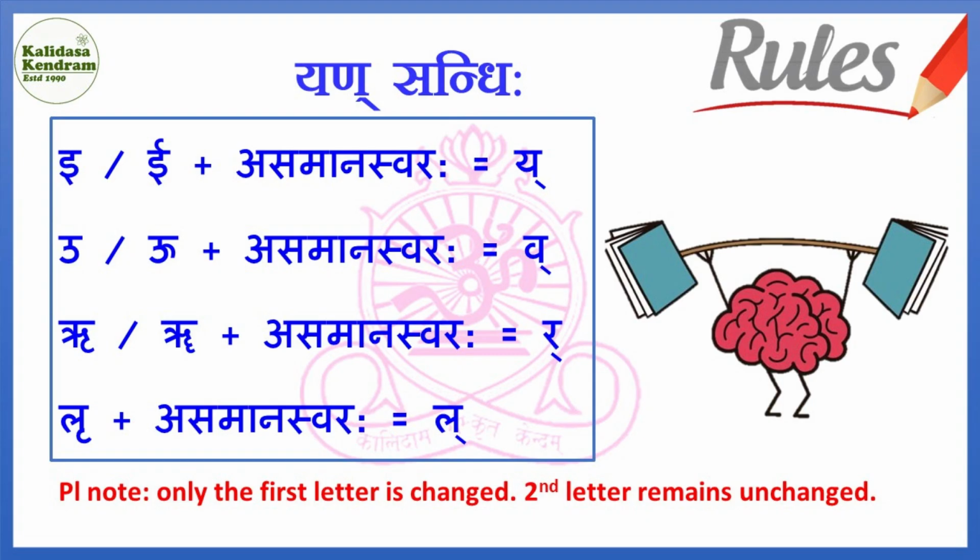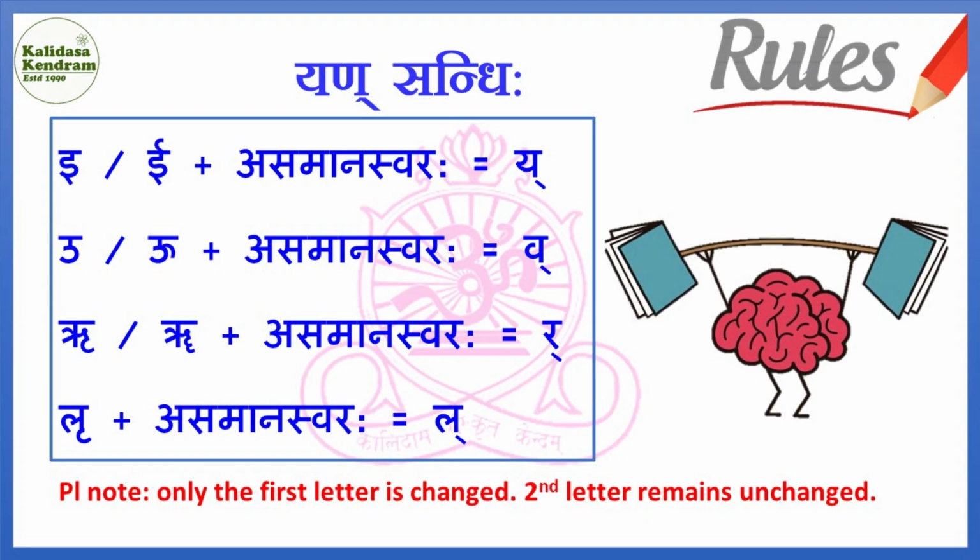We move on to the third. Ri or Ree. The first word should end with Ri or Ree. The next word should start with any vowel other than Ri and Ree. Now the first letter, Ri or Ree, becomes Ra. Now the fourth rule. Lri plus asamana swaraha means Lri plus any vowel other than Lri. So the answer is Lri becomes La.